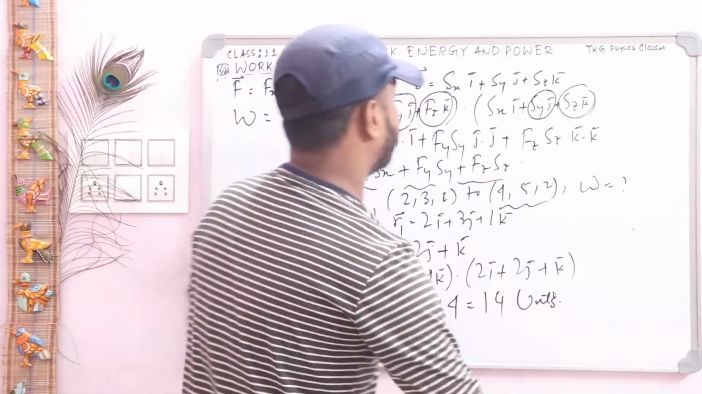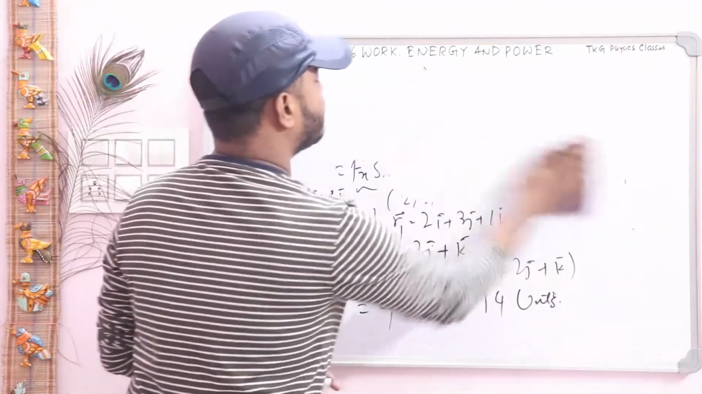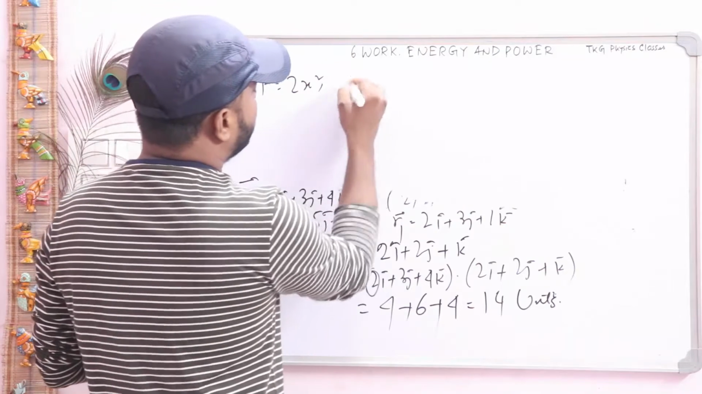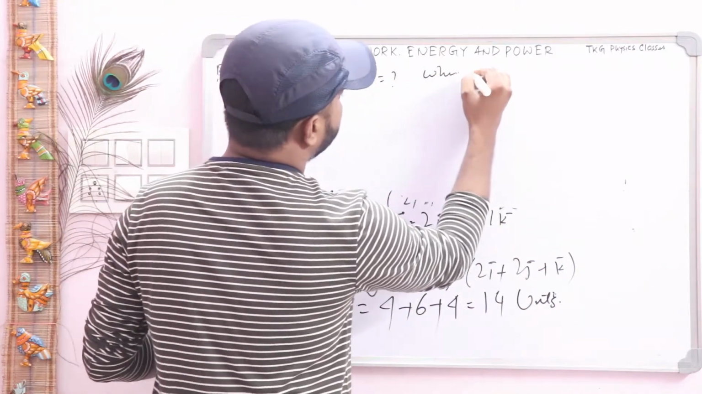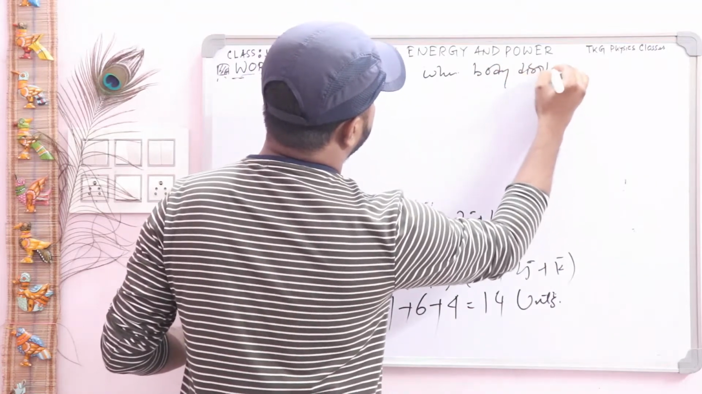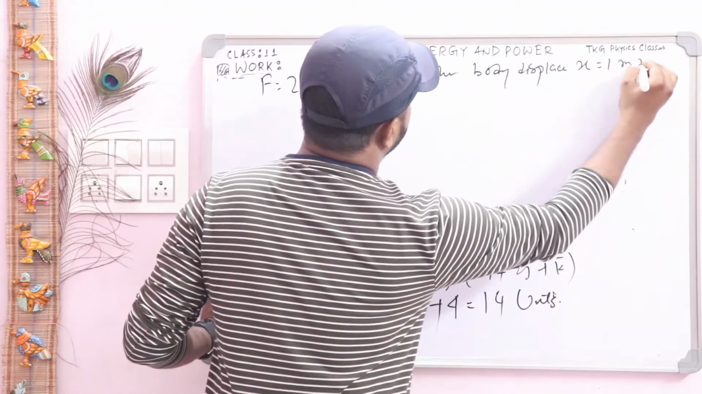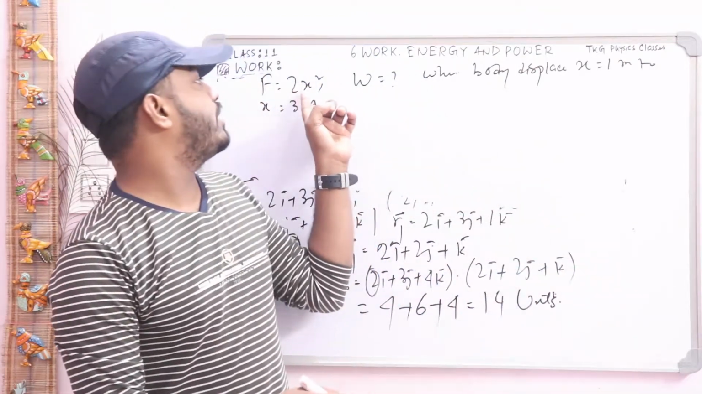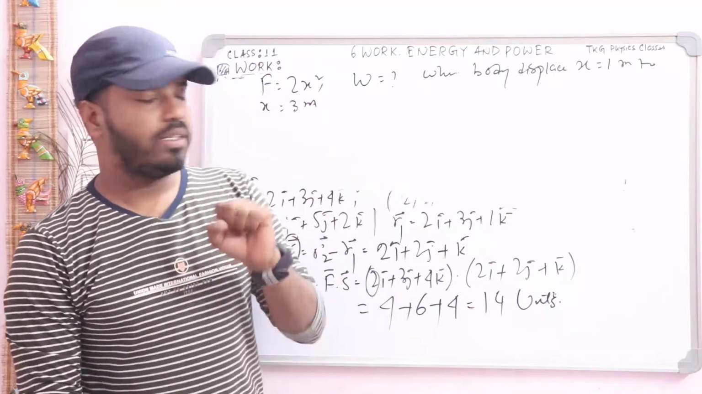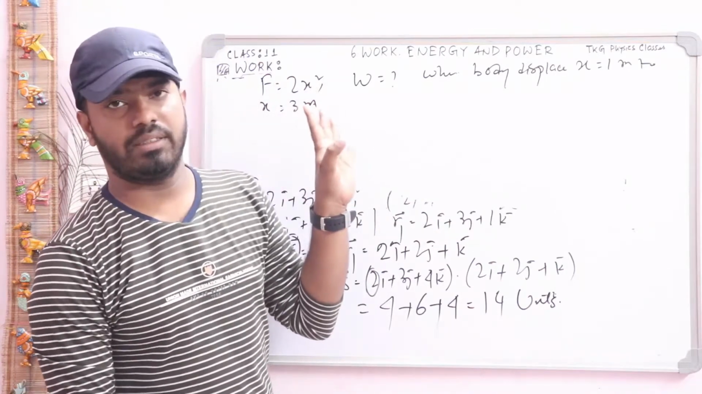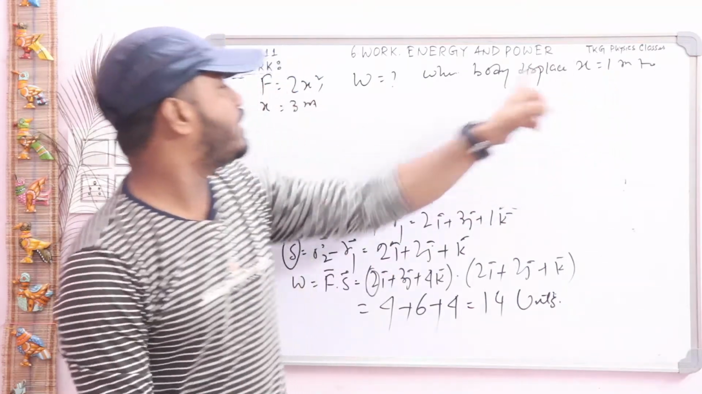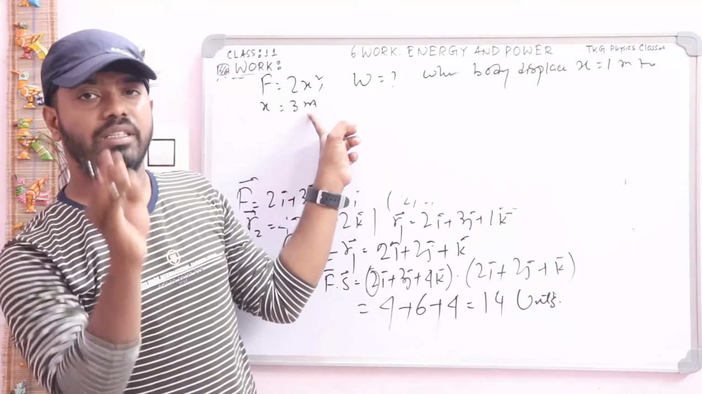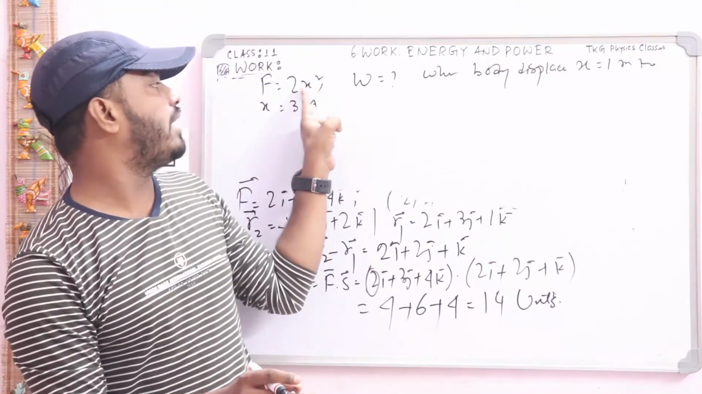Now suppose another problem is given. Suppose F is equal to 2x square, and you have to find the work done when the body is displaced from x equal to 1 meter to x equal to 3 meter. Now you see here this force, F equal to 2x squared, is not a constant force. This force is proportional to x square. That means when x is 1, this force will be 2 into 1 square, that is 2. When x is 3, this force value will be 2 into 3 square, that is 9, 9 into 2, that is 18.